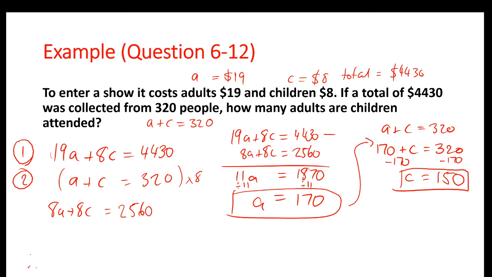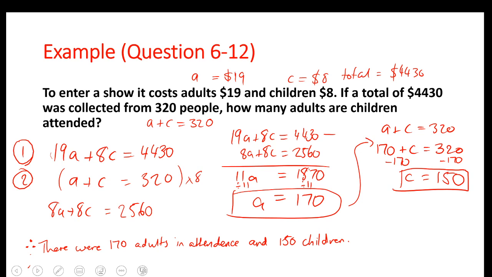Okay, so we're not done. We need to write a sentence to finish this off. Therefore, there were 170 adults in attendance and 150 children. Okay, so there we go. That's the example for 6 to 12.